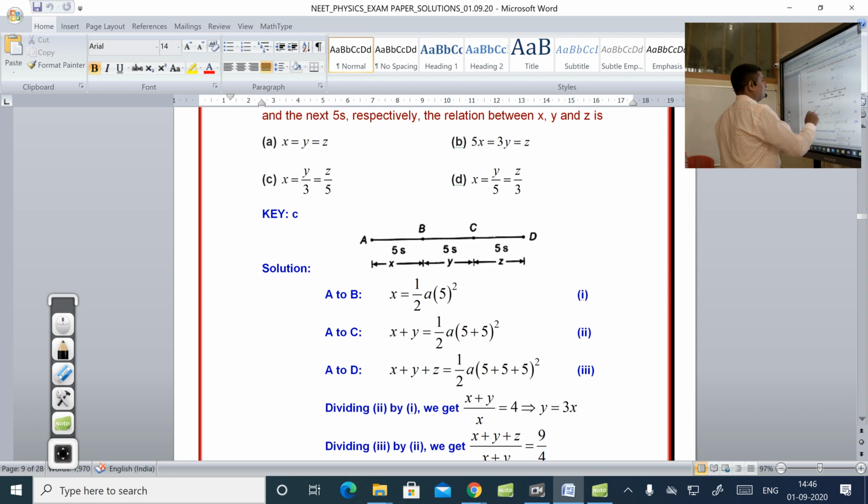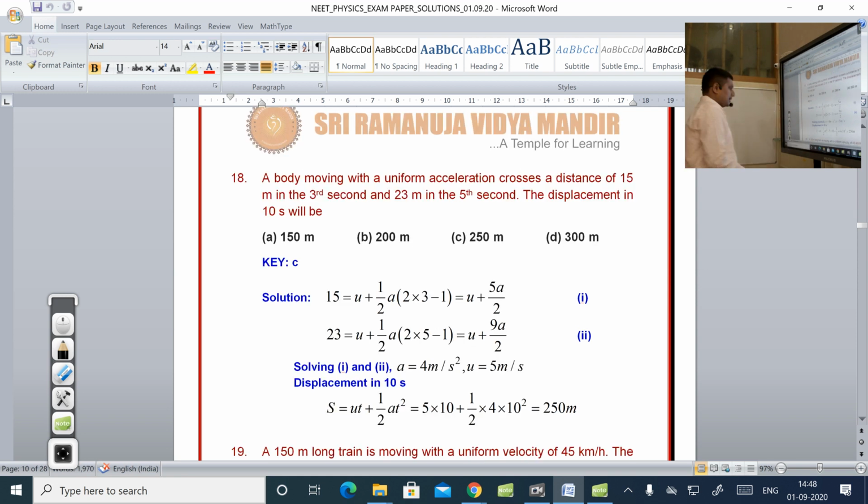Okay students. So anyway, according to the given data, first write down a body moving with uniform acceleration crosses a distance of 15 meters in third second. So therefore Sn is equal to u plus a into n minus half, and 23 meters in fifth second. So directly you can use that formula, and then if you solve that one you will get a and u, and then substitute in the s is equal to ut plus half at square.